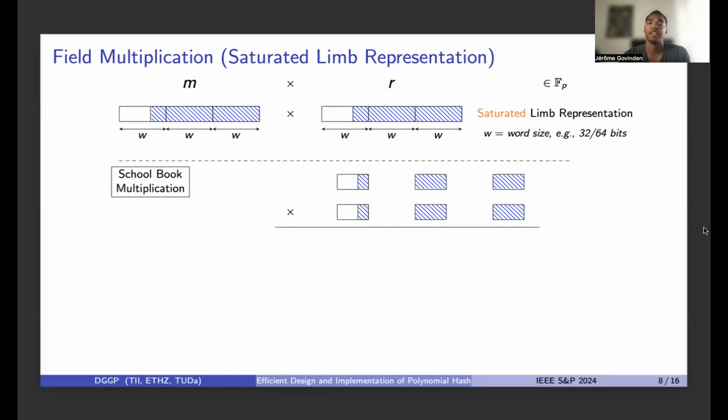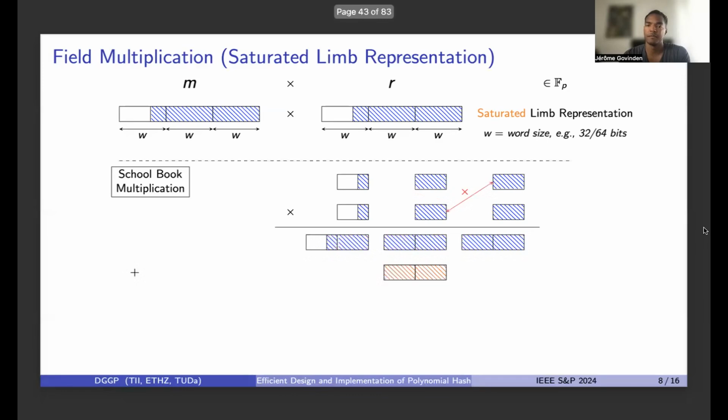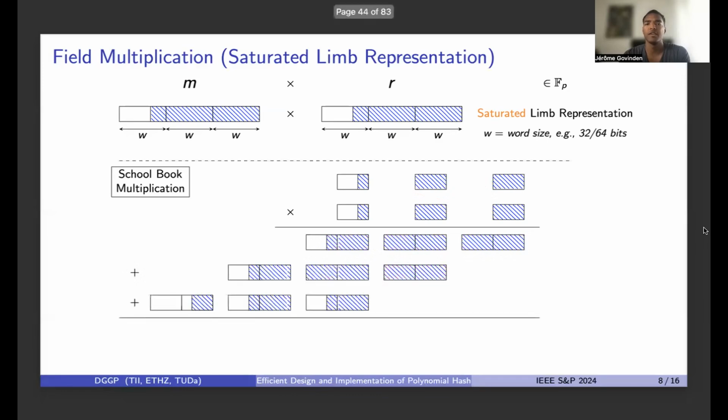For the size of field we consider, schoolbook multiplication tends to be the most efficient algorithm. As an example here with 3 limbs, you usually start by multiplying the 2 rightmost limbs, then the middle and the right one, then the left and the right one, and then you would continue until you have multiplied all the limbs. A problem that arises, however, is when you want to sum all the rows.